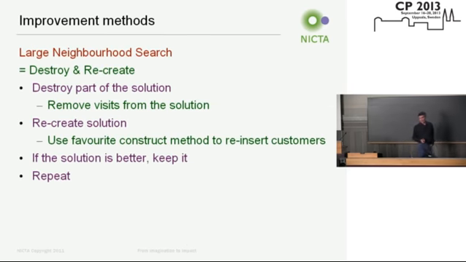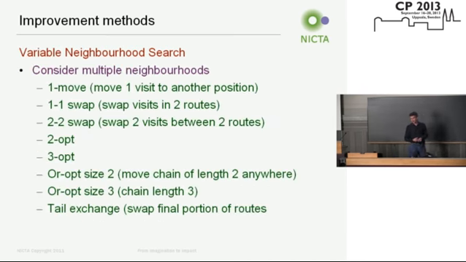Large neighborhood search is one that we'll look at later. It's a destroy and recreate one where I just basically destroy part of the solution and then recreate it using my favorite construction heuristic. LNS is really nice. If you have a construction heuristic that you think is fairly reasonable, LNS is a really good way to get a local search for free. We'll come back to that, so I'll skip it for now.